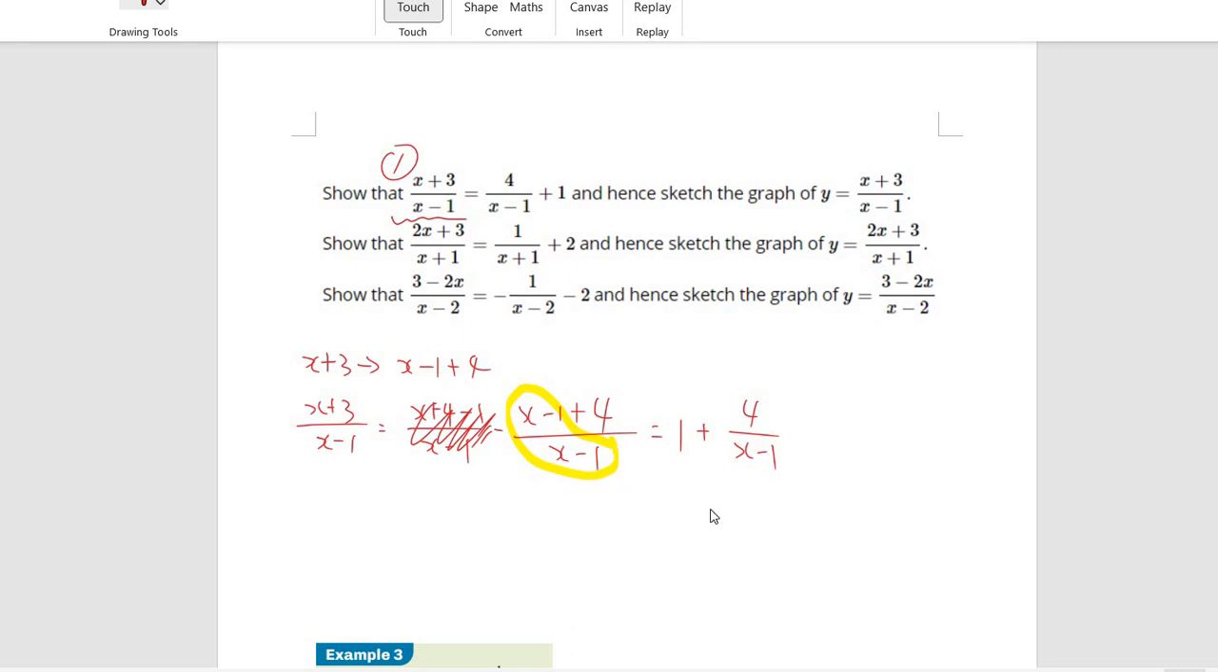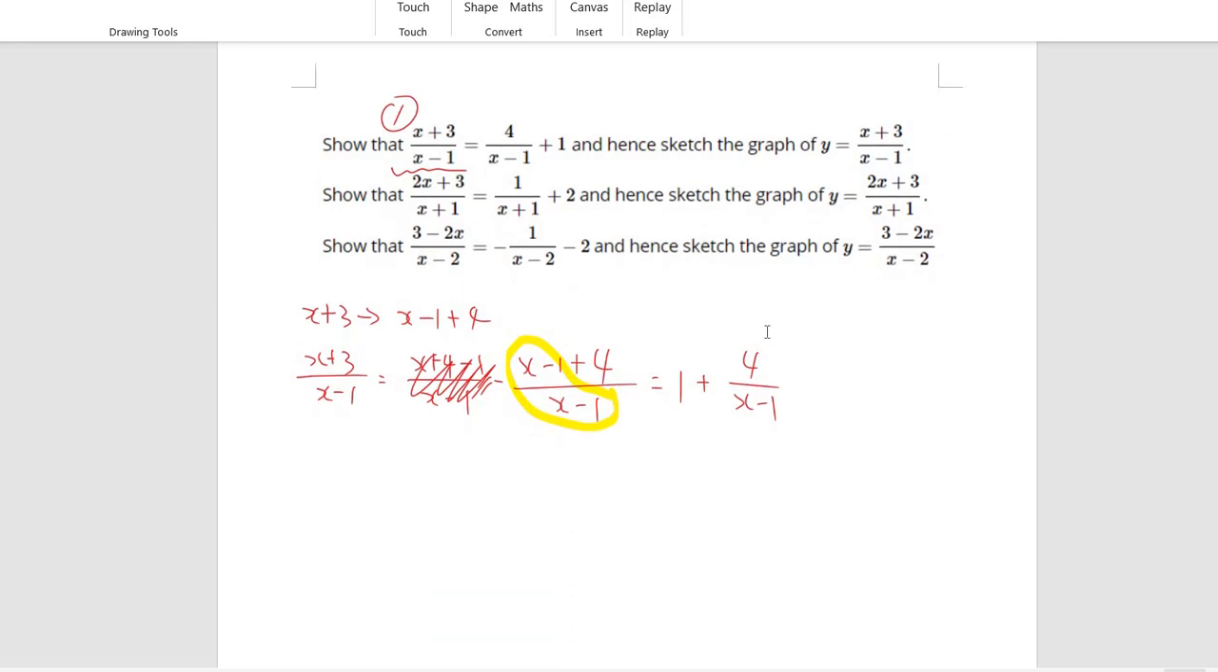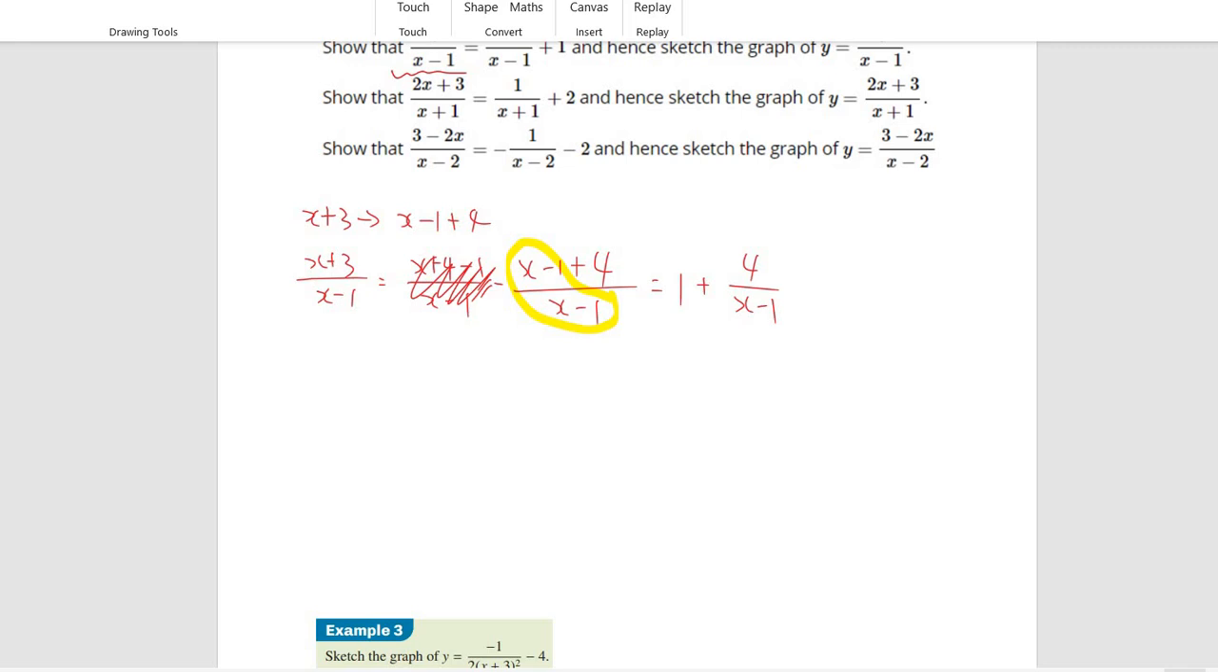Then based on this, you can go ahead and draw the graph. If you compare that to the original graph of y equals 1 over x, it looks like you have the x-axis and y-axis that look like this.